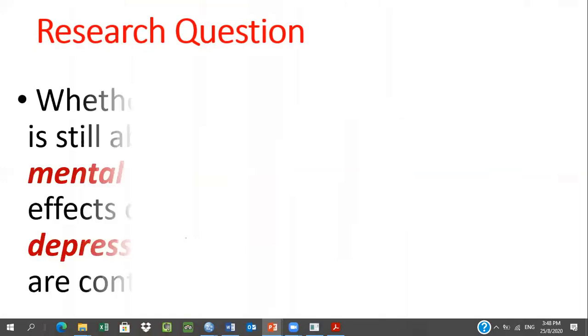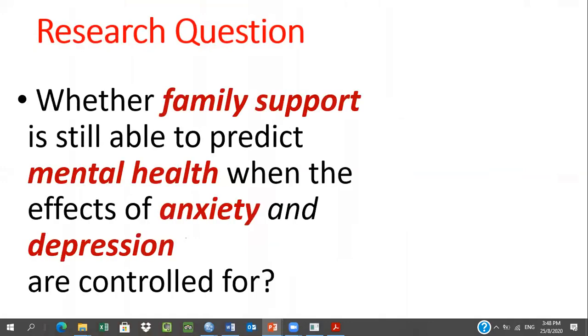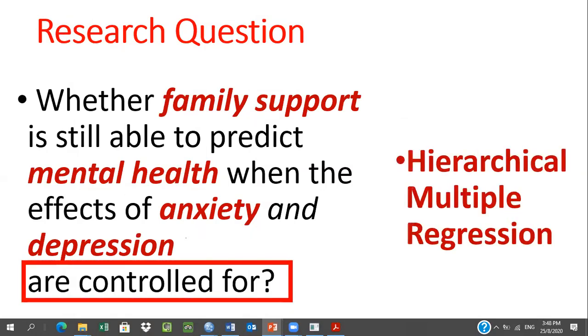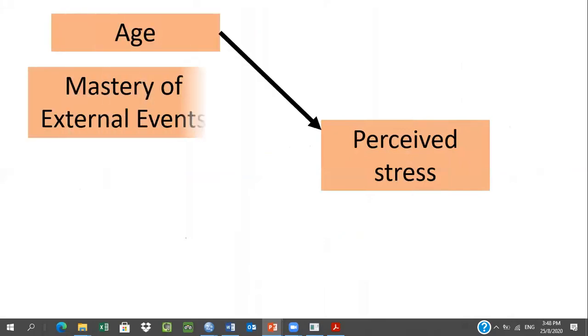Okay, and the kind of question for the hierarchical: whether family support is still able to predict mental health when the effects of anxiety and depression are controlled for. I see the question itself is different. This is a different type of question. You go back and read this a few times until you are clear. Okay, until you are clear. Hierarchical multiple correlation. Okay, same thing.